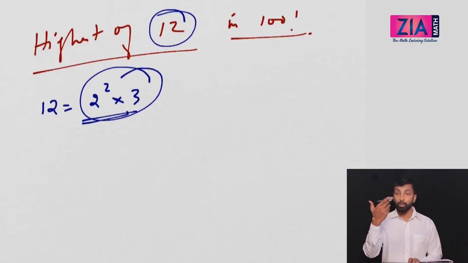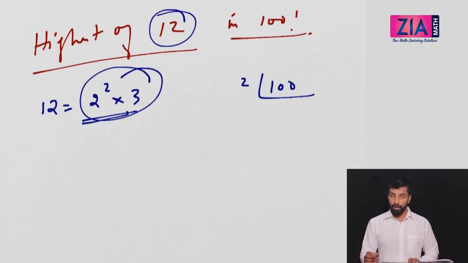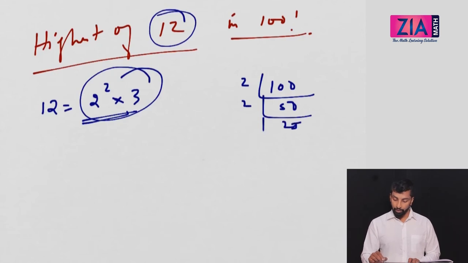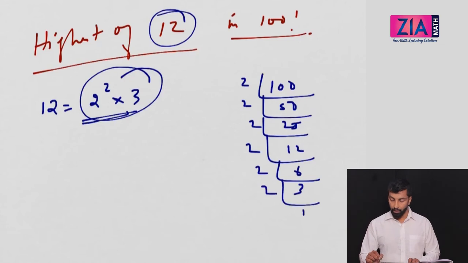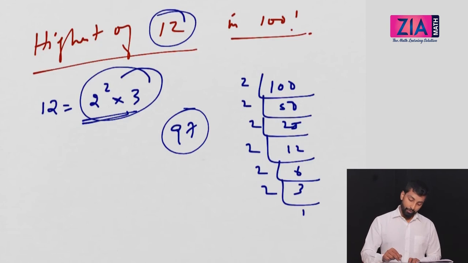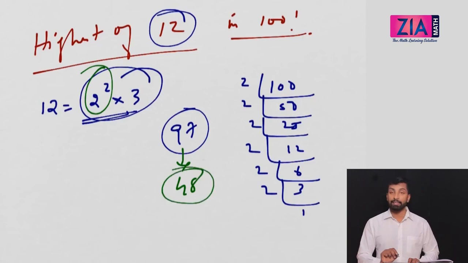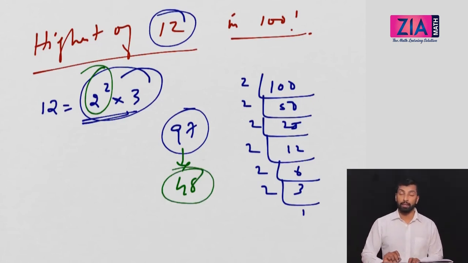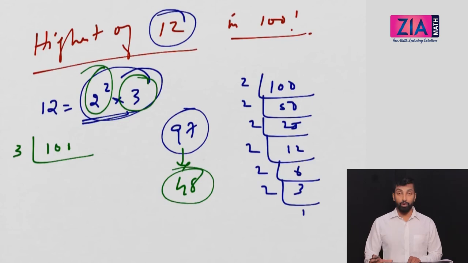Then you need to find how many 2's are there. When you find how many 2's are there, you divide like this. We have already seen this, right? So you get 50, you divide, you get 25, you divide, you get 12, you divide, you get 6, you divide, you get 3, you divide, you get 1. So when you add, you get 97. So 97 2's are there. But what we need is 2 square. So how many 2 squares will be there? 48, half of 97. So 48 2 squares will be there. Now let's see how many 3's will be there. Let's divide 100 by 3 again. We have already seen this anyway.